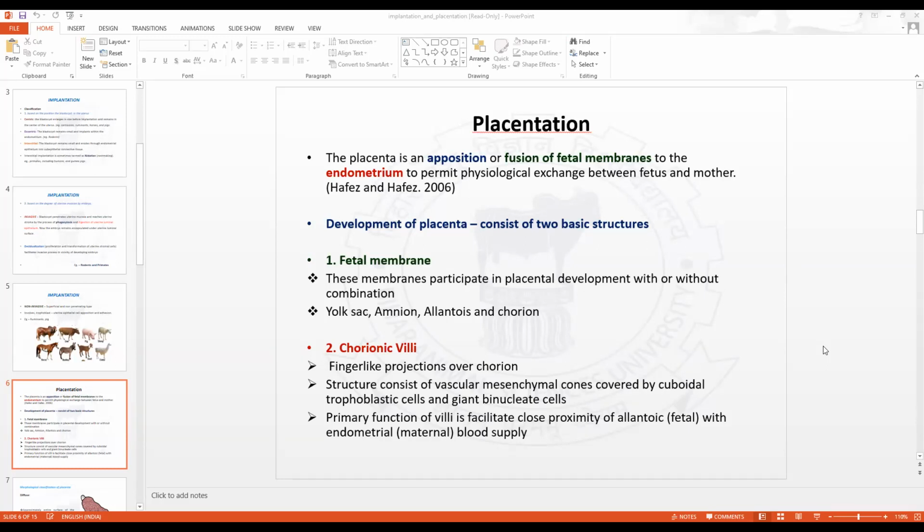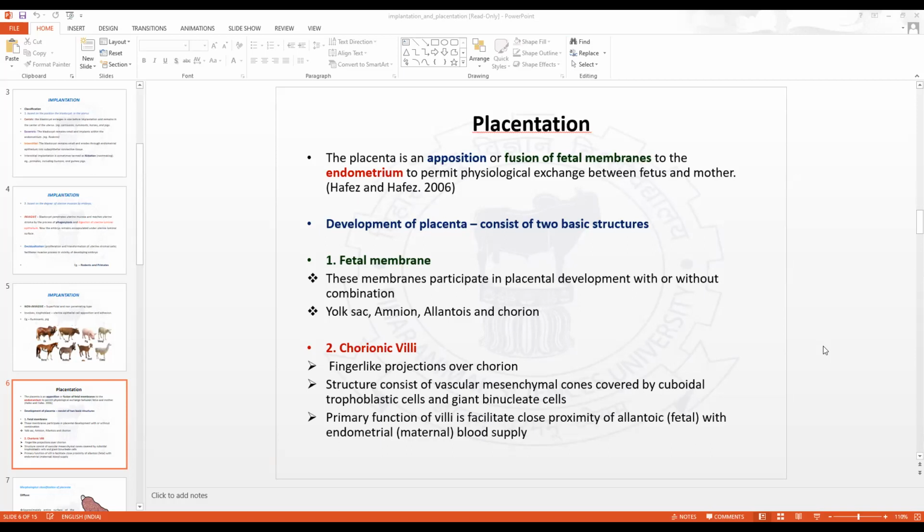So first of all, it has the structure. The chorionic villi consist of a cone. What is that cone? That is a mesenchymal vascular cone. Vascular means there will be blood supply to that. But it is a mesenchymal cone, a cone made up of mesenchymal cells. So a mesenchymal cone, which is vascular in nature, and it is covered by cuboidal trophoblastic cells and giant binucleate cells.